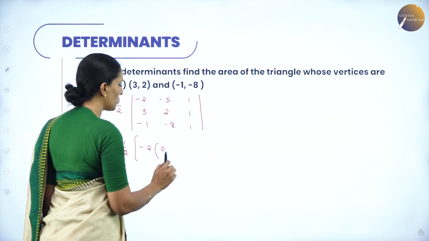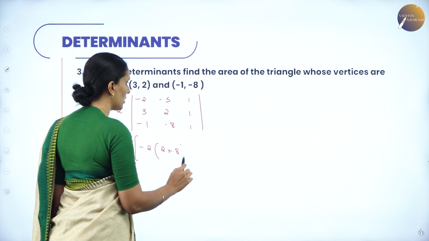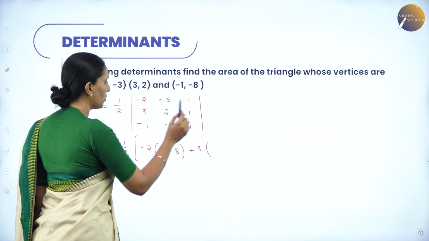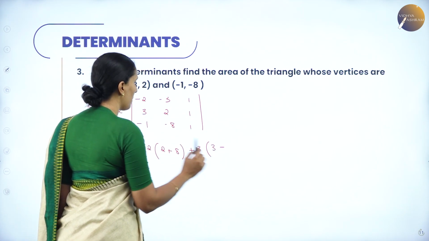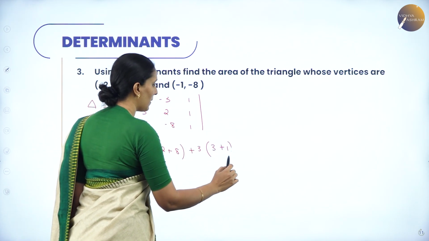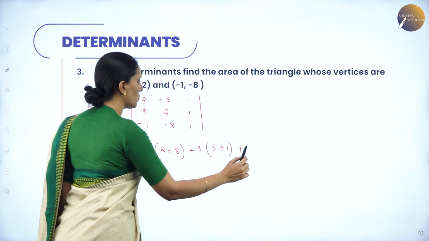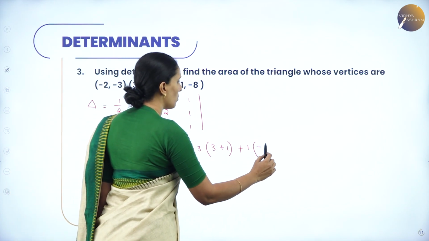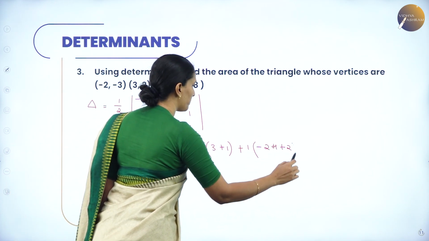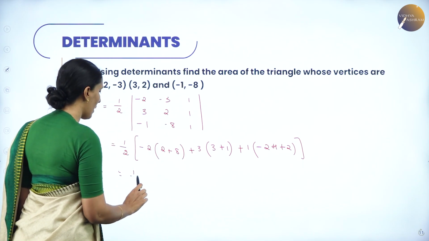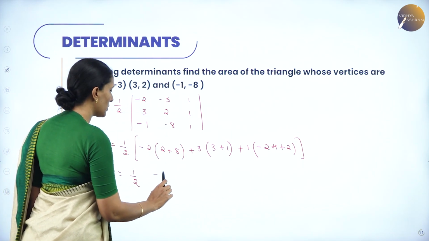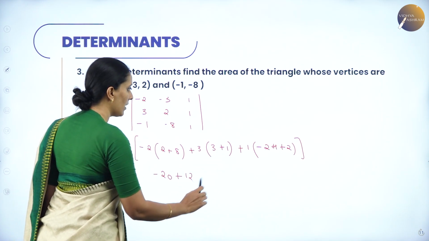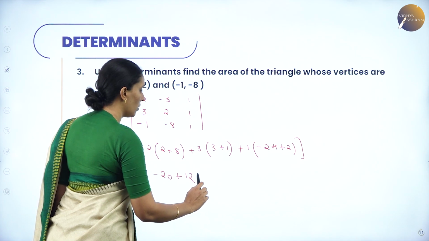So 2 1s are 2 plus 8. Next we have minus of -3, which becomes +3. Deleting the column and the row, we have 3 1s are 3, minus into -1 becomes plus. Next we have +1. Again deleting the column and the row, we have 3 8s are -24 plus 2. Next we have 1 by 2 outside. 10 2s are -20. So 3 plus 1 4, 4 3s are 12. Next we have -22.